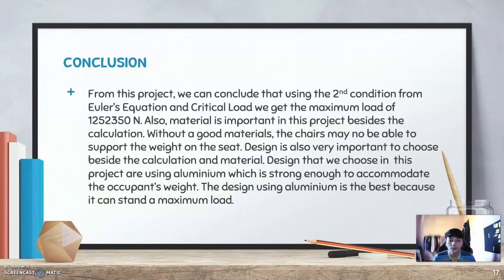Conclusion. From this project, we can conclude that using the second condition from Euler's equation and critical load, we get the maximum load of 1,252,350 Newton. Also, material is important in this project besides the calculation. Without good materials, the chairs may not be able to support the weight on the seat. Design is also very important besides the calculation and material. The design we chose in this project uses aluminium, which is strong enough to accommodate the occupant's weight. The design using aluminium is the best because it can stand a maximum load.